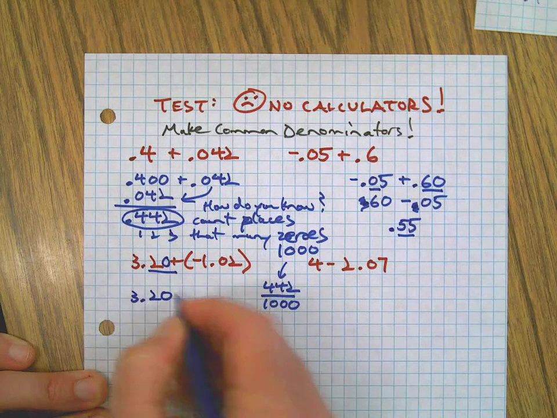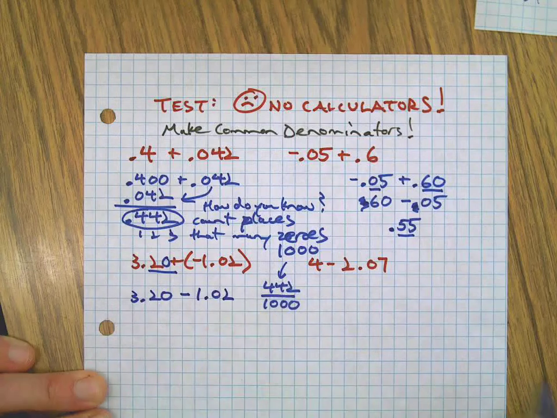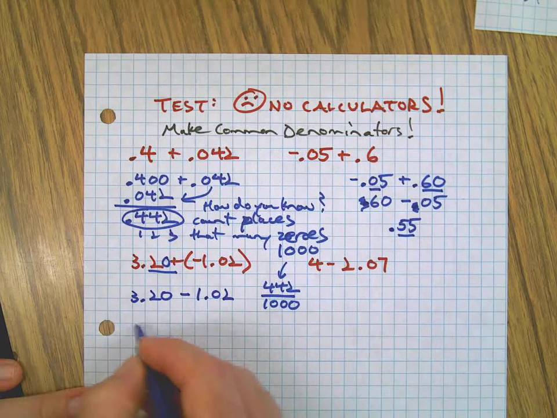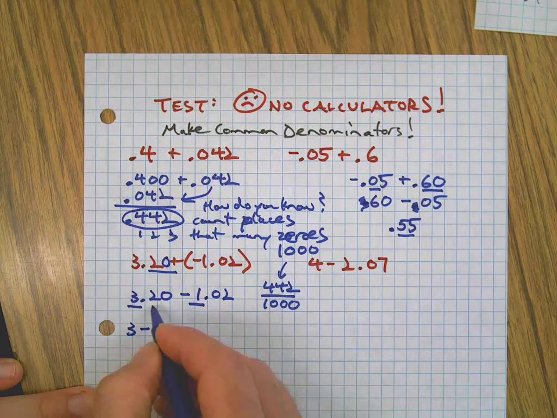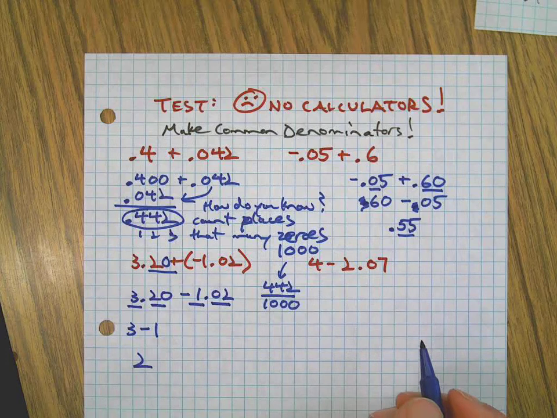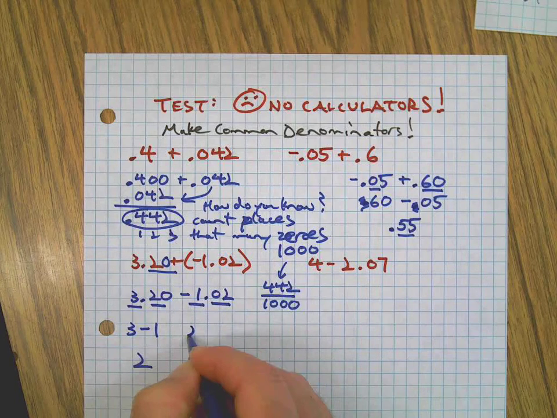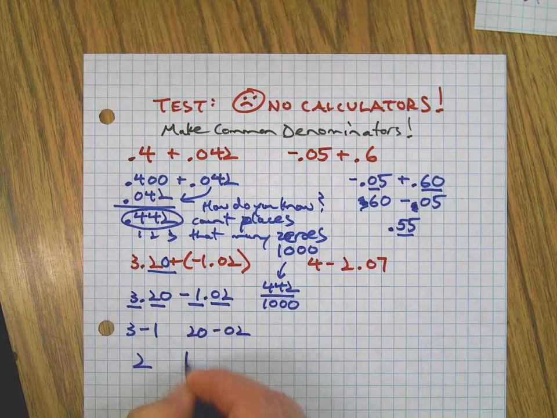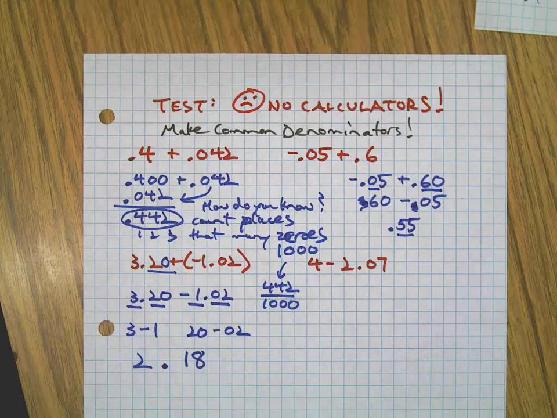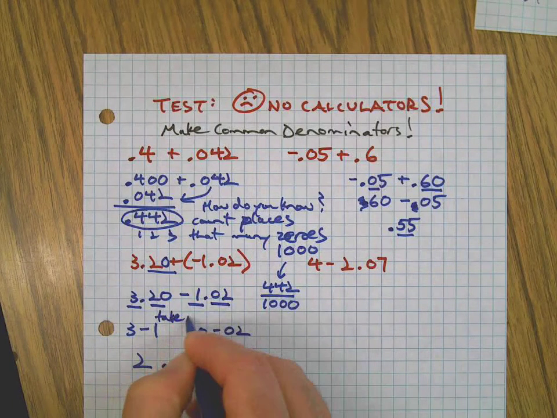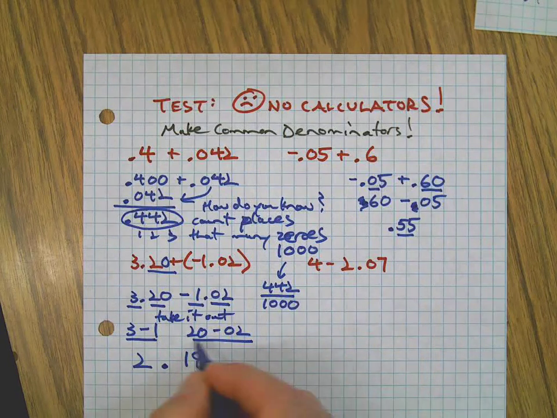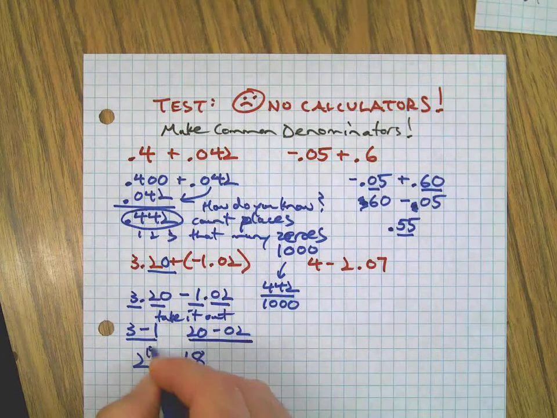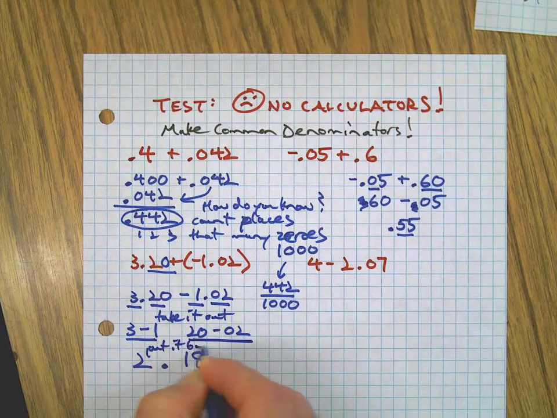2 decimal places, so I'm going to add a 0 there, right? Now this one we could break apart into, let's take the whole numbers, 3 minus 1 is 2, and then we could do the decimals separately, and by doing it this way, it gets rid of the decimals. We don't have decimals now. What's 20 minus 2? 18. Then put the decimal back. Separate the whole numbers from the decimals over here, and then put it back.